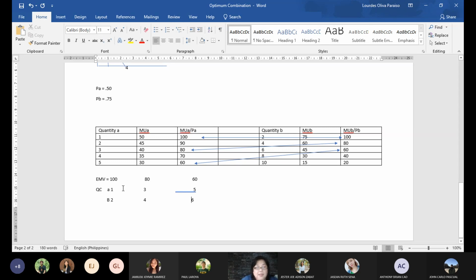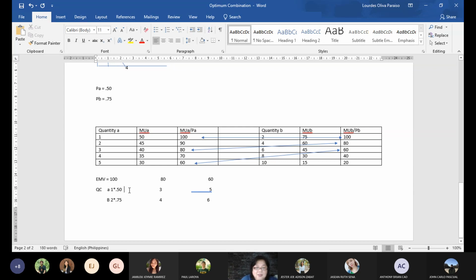Bakit ito may line? Okay. Ito, ang gagawin natin, we are going to find now the cost and the total cost of each of the combination. What do you get in here? Times 0.50. Is that correct? And then this one is times 0.75. Tama ba?